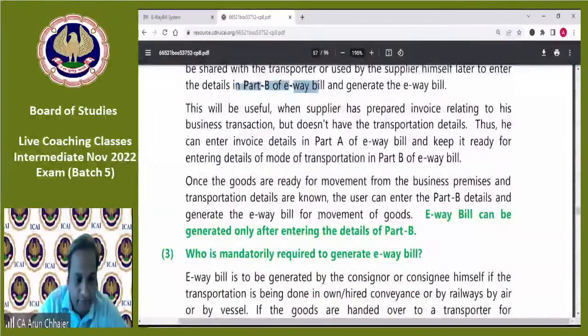Please note one thing. Part A and part B both have to be entered. Both have to be entered, then only can the goods be moved.